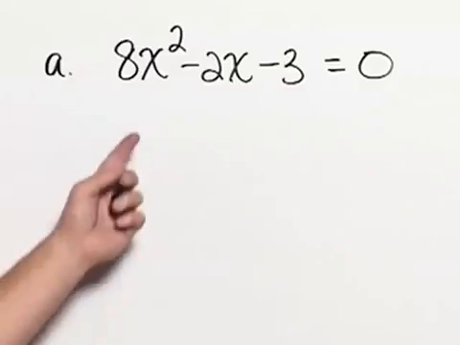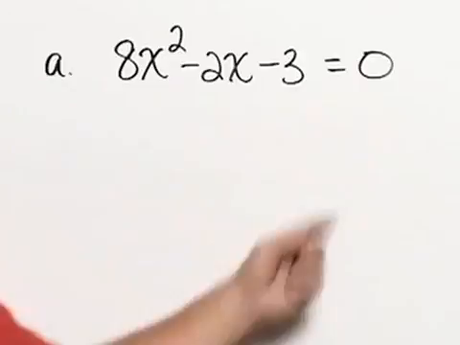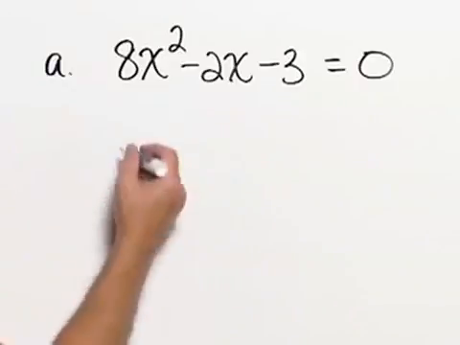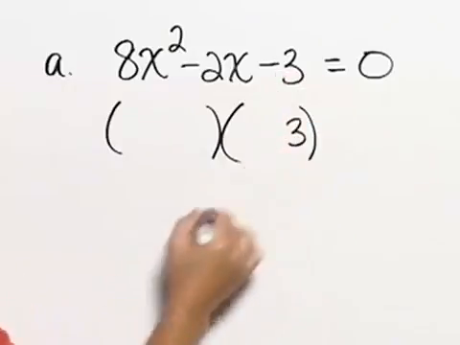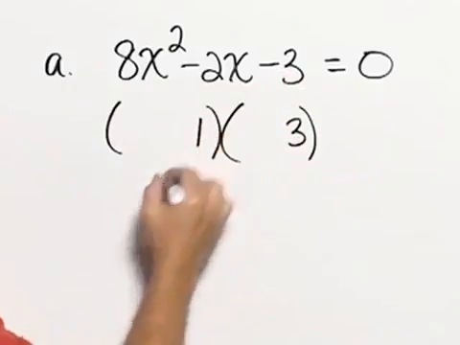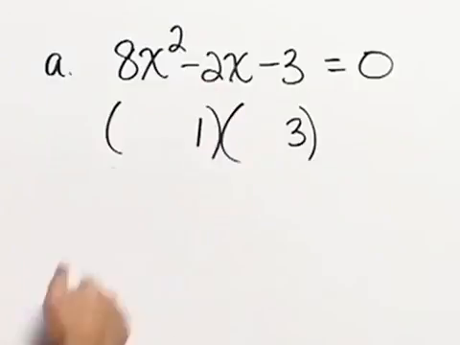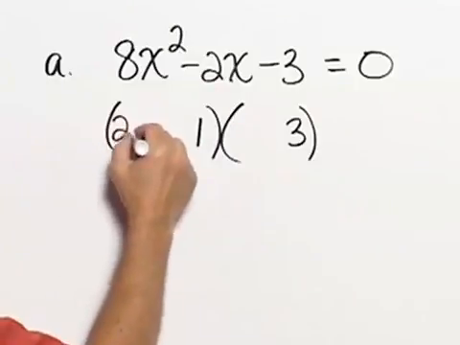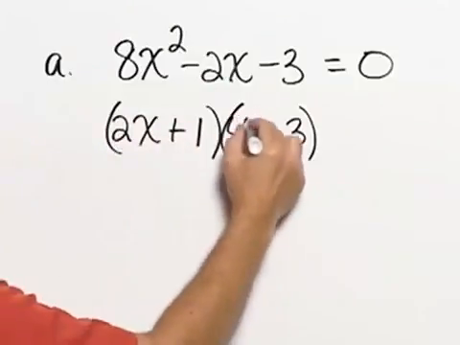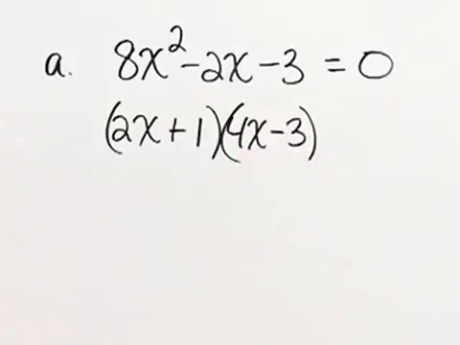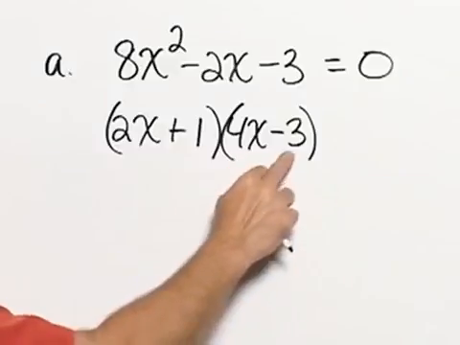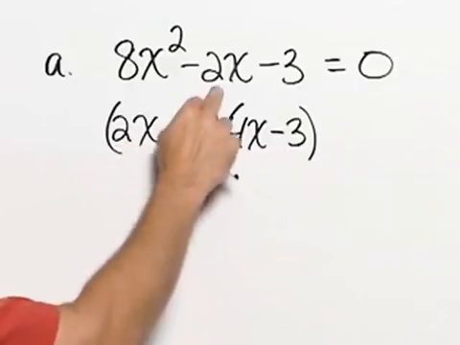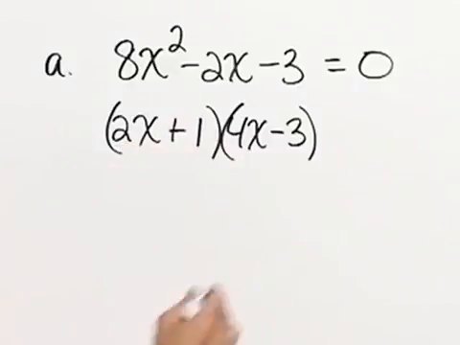So here we have part A. We need to solve this equation. Let's see if it'll factor. And we know that this has to be a 3 and this has to be a 1. Now we're trying to get a middle term of negative 2x, so if we were to try 2x plus 1 and 4x minus 3, that would be a 4x in the middle, for the inner term, and a negative 6x for the outer term. That gives us a negative 2x for the middle term, so we factored it correctly.